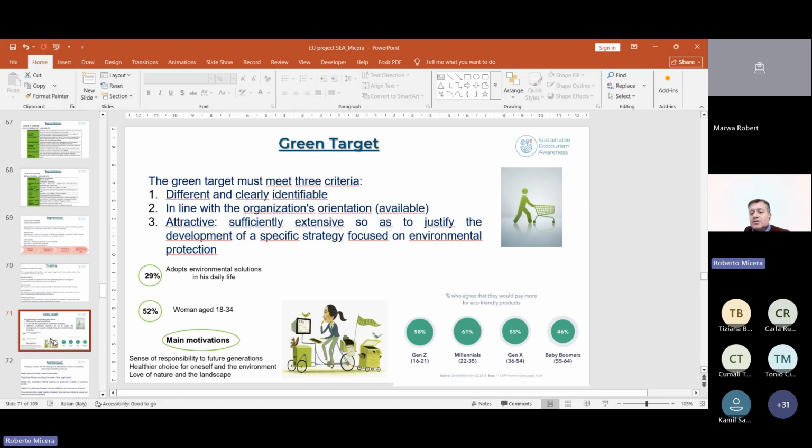55% of Gen X, sorry, the millennials 61%, and 58% of Gen Z could be green.